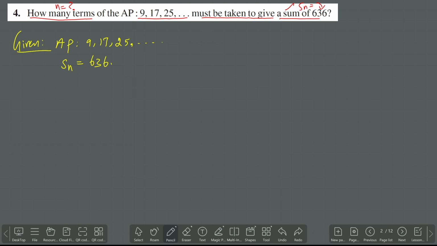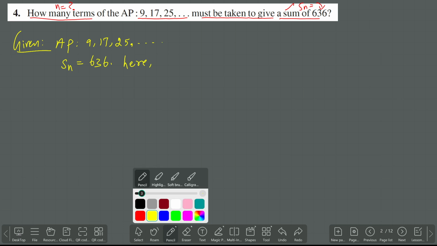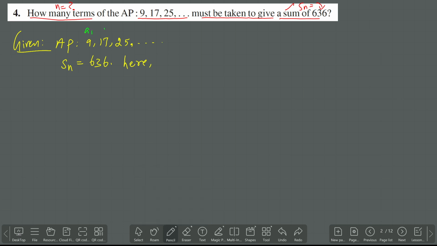Shall we start, my dear? Kindly listen, everybody. Don't do any other work. The Sn formula we know very well. By using the AP, we can find the a value, d value, everything easily. This is my a1, a2, a3. When I find the a value, a in the sense that is a1, the a1 value is 9. When I go to find the d value, d is a2 minus a1, which is equal to 17 minus 9, which is equal to 8.